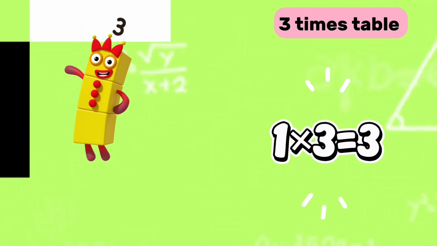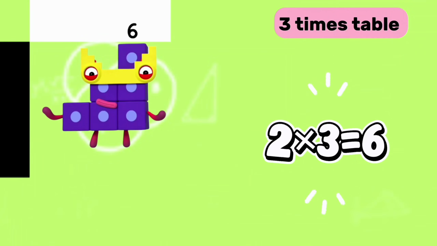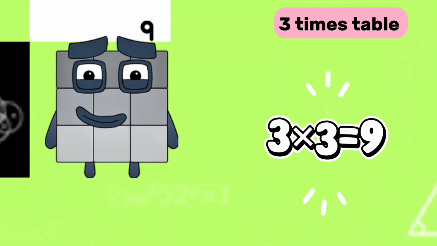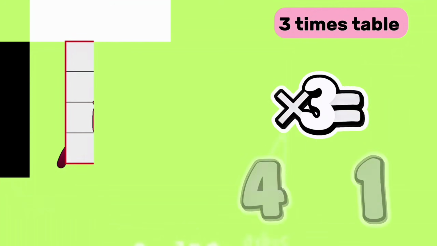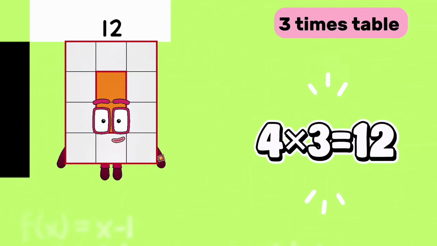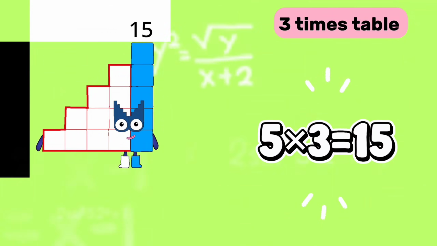1 times 3 is 3. 2 times 3 is 6. 3 times 3 is 9. 4 times 3 is 12. 5 times 3 is 15.